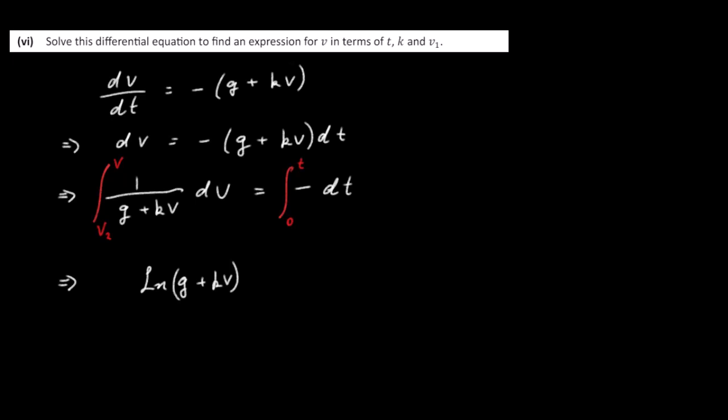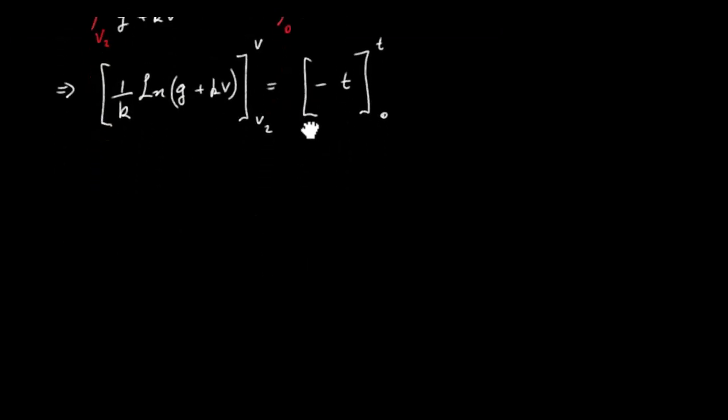But if you just check this out, if you differentiate this, you get 1 over g plus kv, but then you've got to differentiate the inside by the chain rule, so you end up with an extra k. You want to get rid of that, so it's going to be 1 over k on this side. On this side here, it is going to be just minus t, and our limits then are v2 and v, and 0 and t.